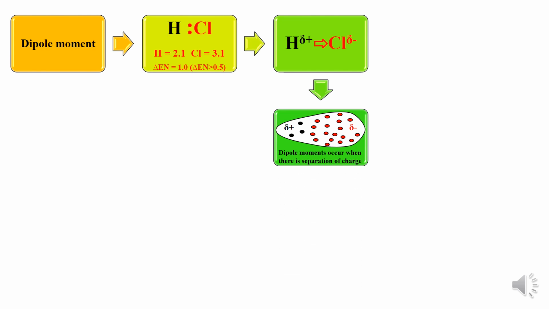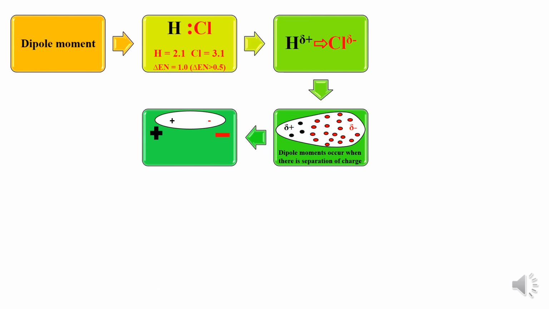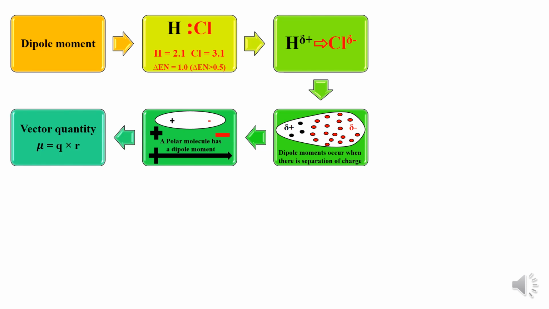And dipole moments occur when there is separation of charges, that is positive and negative charges. So now you find the hydrogen chloride molecule has a positive end and a negative end. It has a dipole, and this results in a polar covalent bond between hydrogen atom and the chlorine atom. Now dipole moment is represented by an arrow with a crossed end. The crossed end will be the positive end of the molecule, and the arrow end will be the negative end of the molecule. So a polar molecule has a dipole moment.